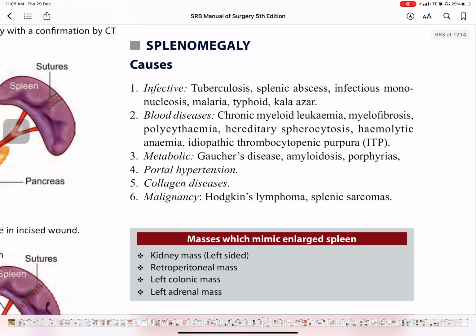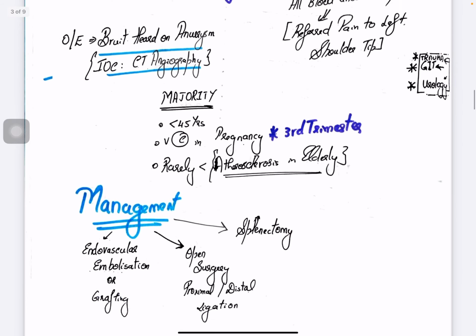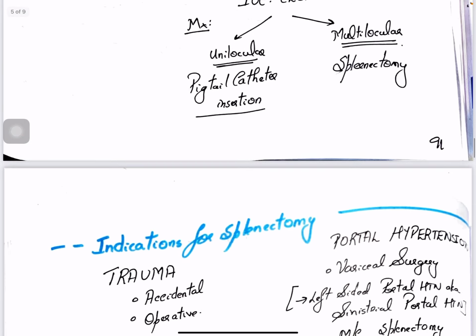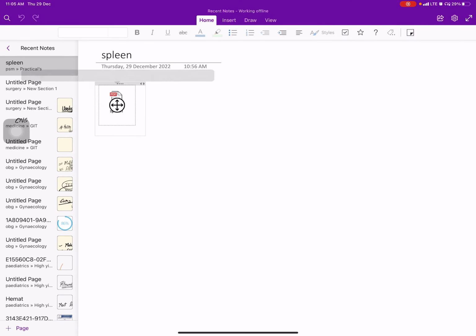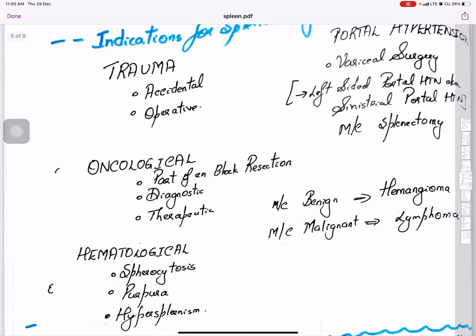Done. Then splenectomy indication and post-operative complications. Very commonly asked question, very important. So let's go back to where we are. Indications for splenectomy. This is a very nice page taken from Bailey, so it should be in my mind forever. Trauma, onco, hot portal, malignancies. Hematological, oncological, trauma, portal hypertension, and malignancies. What do we have here?